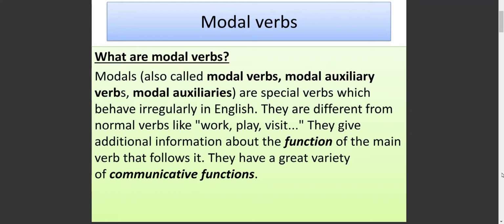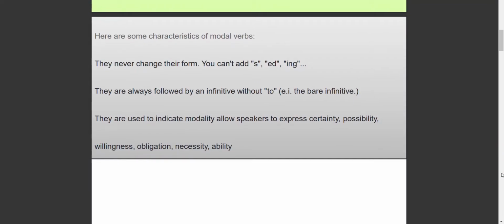Let's see more explanation about modal verbs. Here are some characteristics of modal verbs. They never change their form. You can't add s, ed, ing to modal verbs. They are always followed by an infinitive without to. Example here, the bare infinitive. They are used to indicate modality, allowing speakers to express certainty and possibility, willingness, obligation, necessity, and ability.